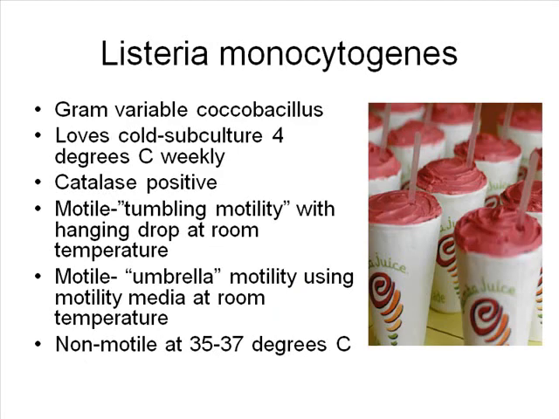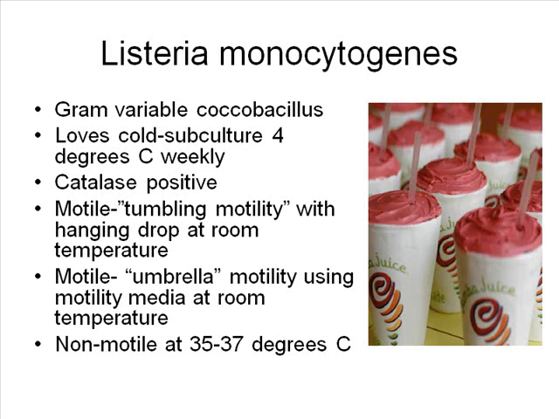Listeria monocytogenes is the gram-positive rod. It loves the cold. All right. What are some of the buzzwords with it? Tumbling motility and umbrella motility at room temperature.